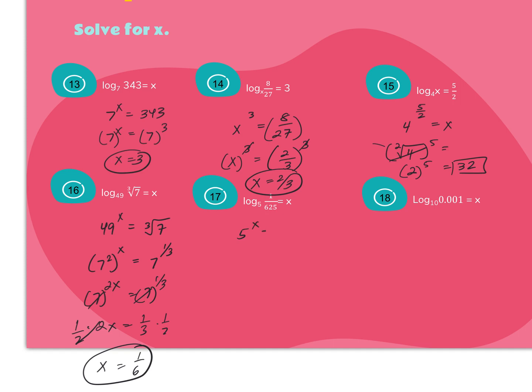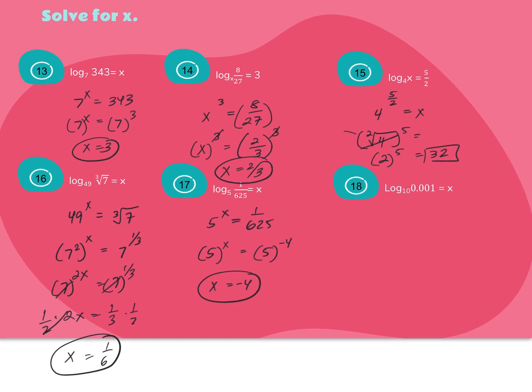We've got 5 to the x power equals 1 over 625. 5 to the x equals 5 to the -4 power. So x is -4. Some are very basic, and then some are so complex, right? When you have decimals, I suggest you write them as fractions. So this will be 10 to the x equals, right now it's 0.001. So 10 to the x equals, and I'll write this as 1 over 1,000. That helps make it clear that 1 over 1,000 is 10 to the -3 power. And that helps me to identify that x is -3.